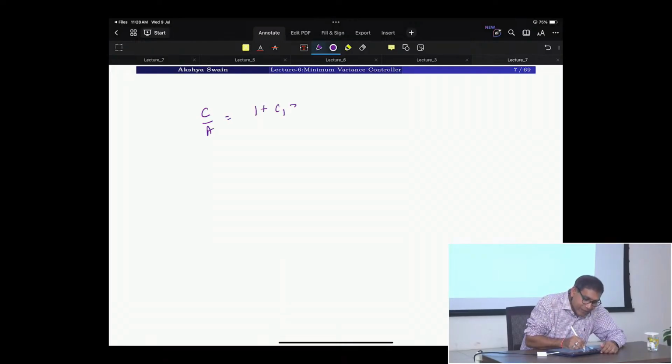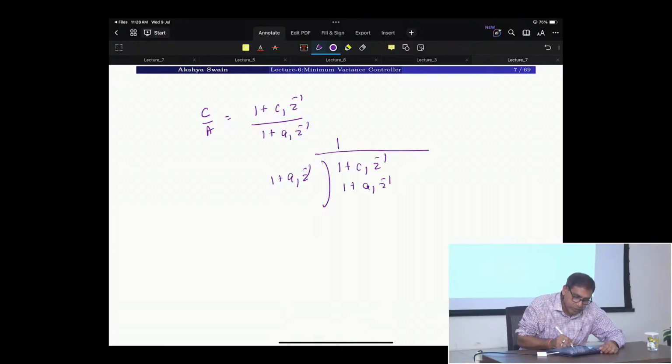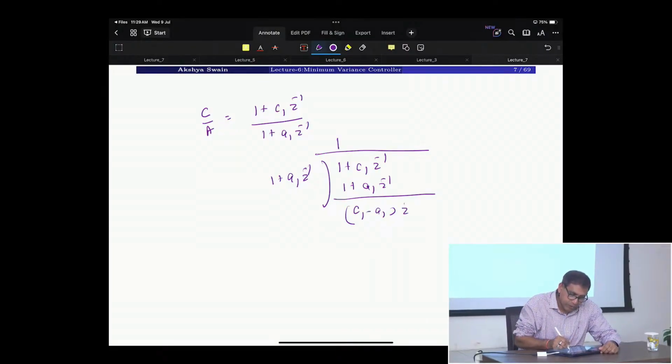1 plus C1 z to the power minus 1 by 1 plus A1 z to the power minus 1. Only these things please remember now. Let's do it. This one I will take a little time. I put 1 here, so I get 1 plus A1 z to the power minus 1. 1 minus 1 cancel. This is C1 minus A1 z to the power minus 1. Clear?